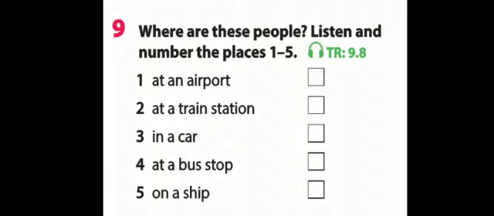2. I think this is the wrong road. Me too. Can I see the map on your phone? Yes, here you are. I think we're here. Let's ask that man over there. Excuse me, is this Amber Road?